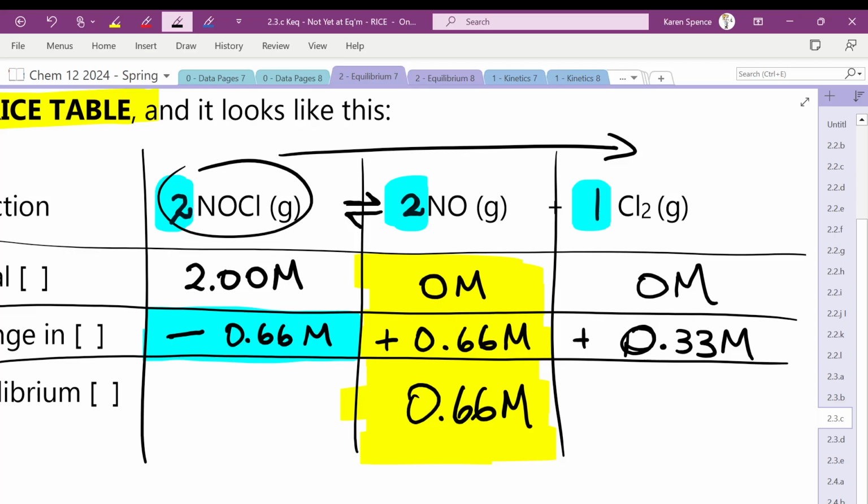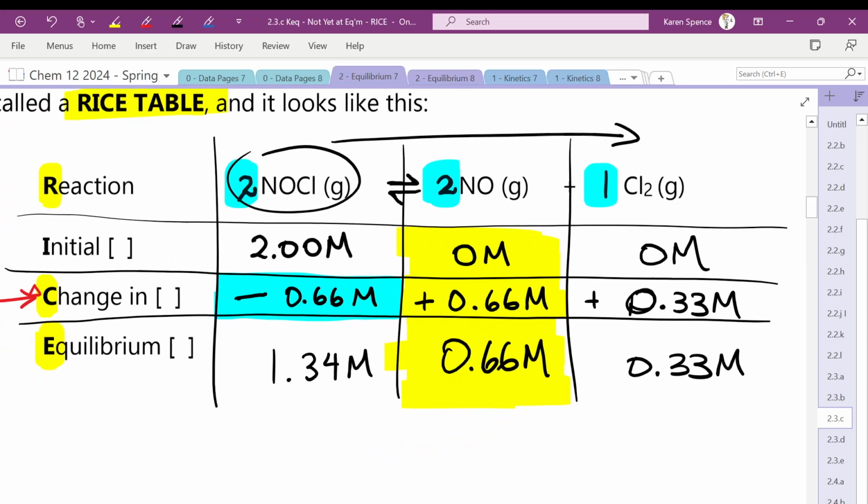So 2 minus 0.66 is 1.34 molar. And then over on our right-hand side, we have 0 plus 0.33 gives us 0.33 molar. And now guess what we have? We have equilibrium concentrations. Yes?